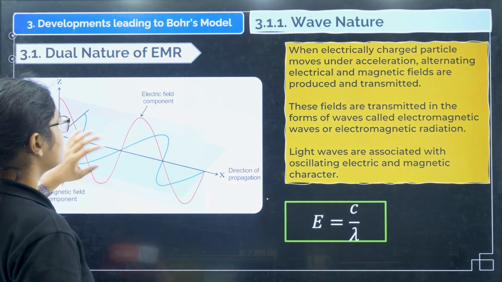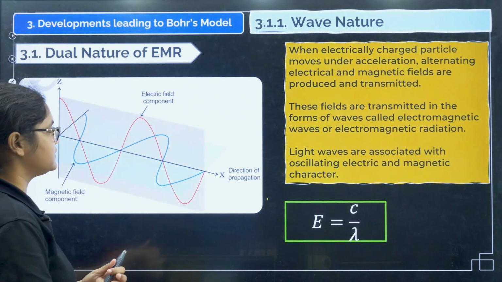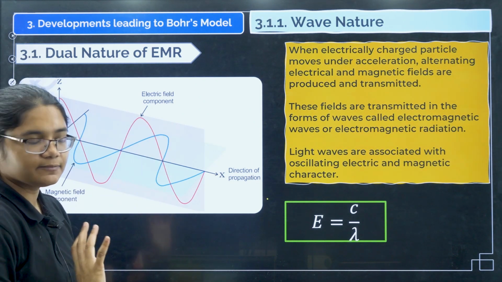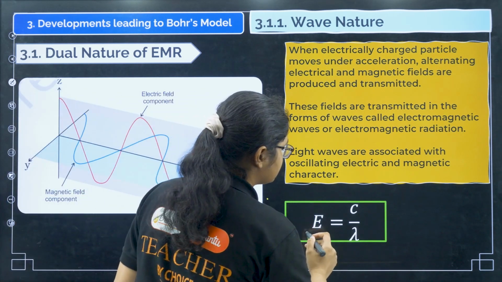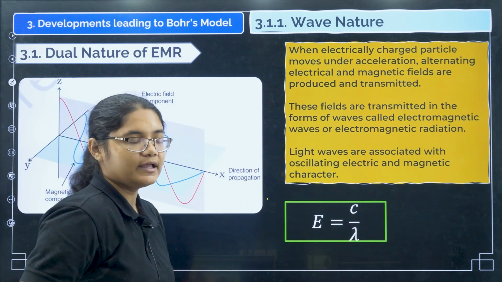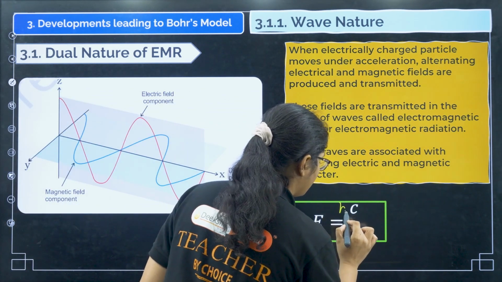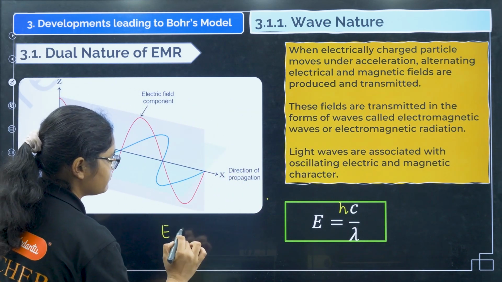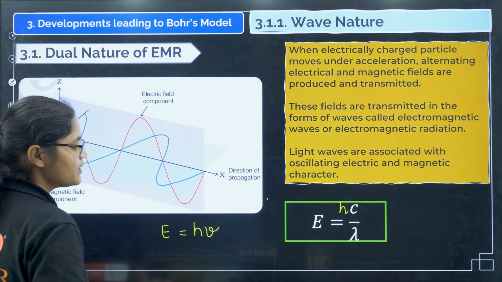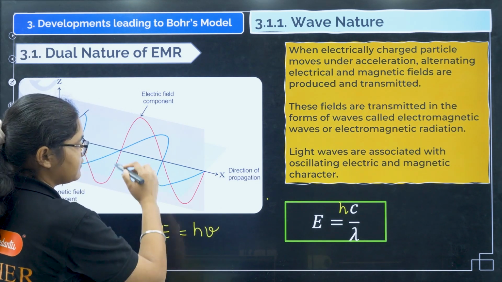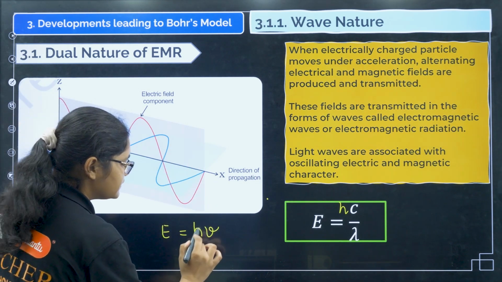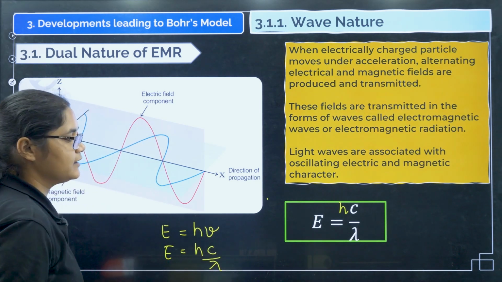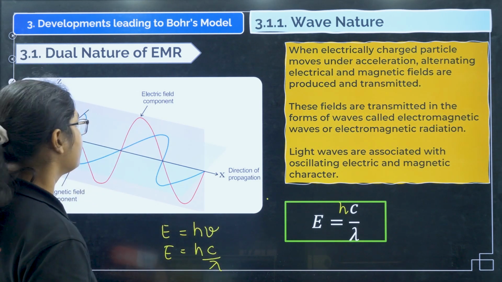So first of all, coming to the wave nature. Electromagnetic waves have both electric and magnetic fields, and here we have this formula E is equal to hc by lambda. Certain formulas that you should know here. The energy of an electromagnetic wave is E equals h nu, where h is Planck's constant and nu is the frequency of the wave, or this nu can be written as c by lambda. So we get E is equal to hc by lambda. Okay, that is the first formula.